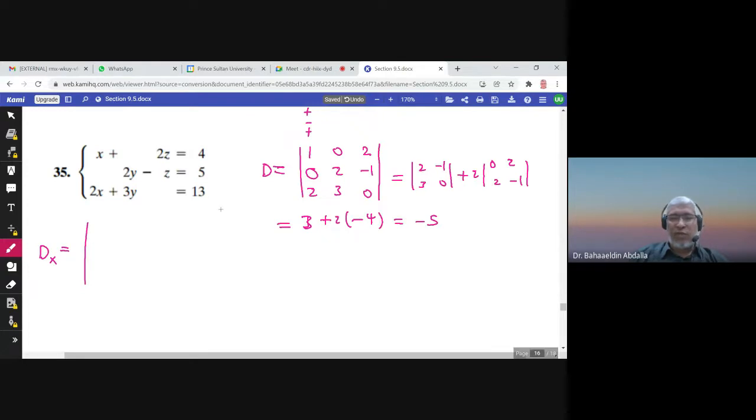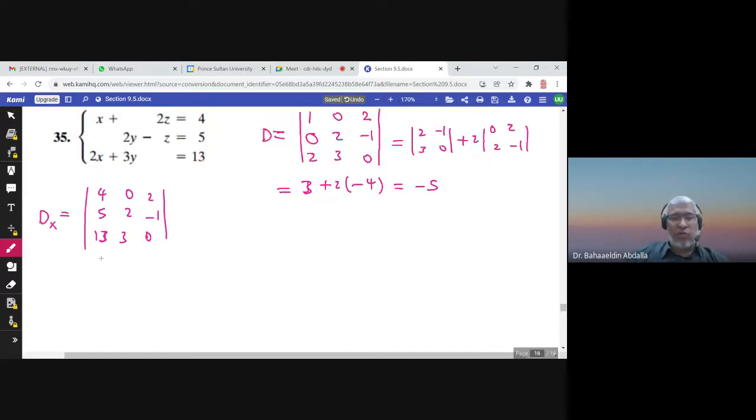We replace 1, 0, 2 by 4, 5, 13. Let me use the first row. The first row, the signs are positive, negative, positive. So it's 4 times, delete. When there are zeros, things would be somehow easier. 0, no need to write it, plus 2 times.